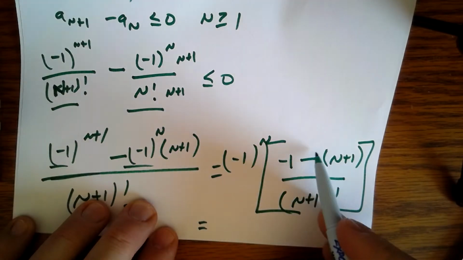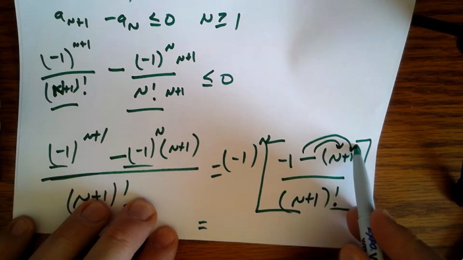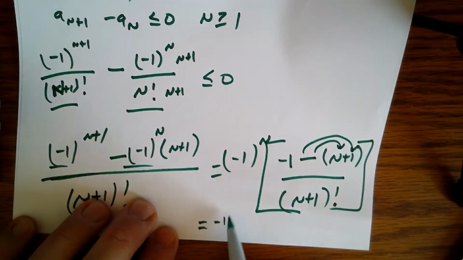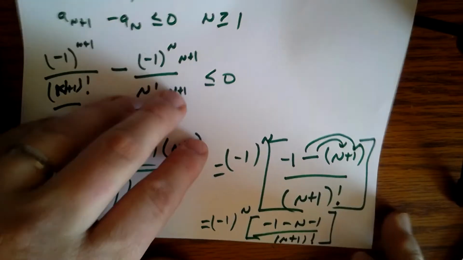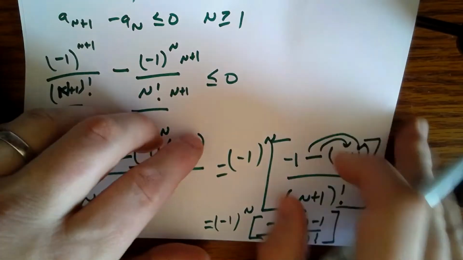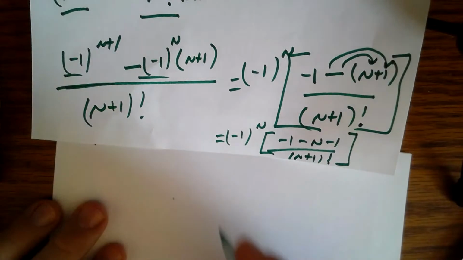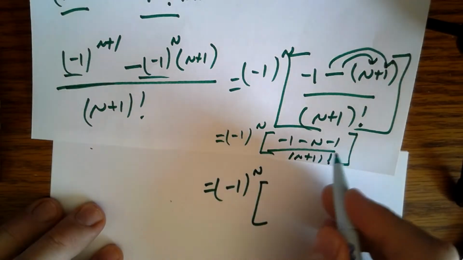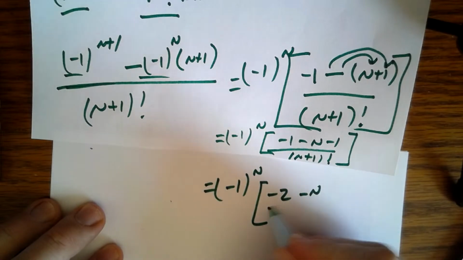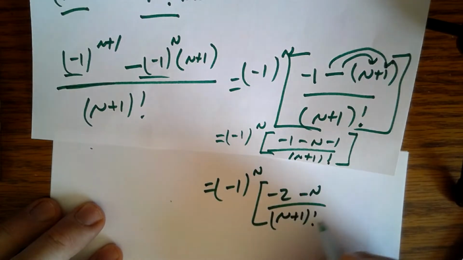So then let's take a look at what happens here. I distribute. So that's going to give me negative 1 to the n, negative 1 minus n minus 1 more, over n plus 1 factorial. And what's that going to give me when I simplify? I don't think this is going to lead me anywhere. Negative 1 to the n over negative 1 minus 1 is negative 2 minus n over n plus 1 factorial.